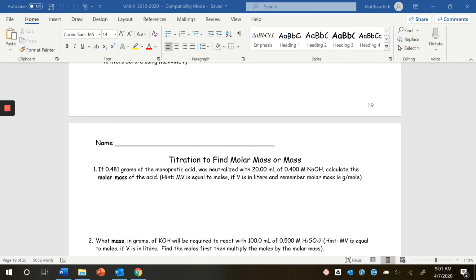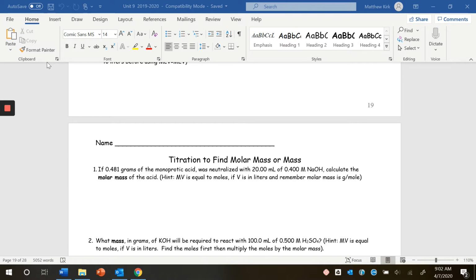So before we go into page 20, a couple things that we should review and revisit here. One thing that we need to revisit is the purpose of titrations. Yes, mainly titrations are used to determine the unknown concentration of an acid or base, but they can also be used to determine the molar mass of a substance. And that's what we're going to talk about today.